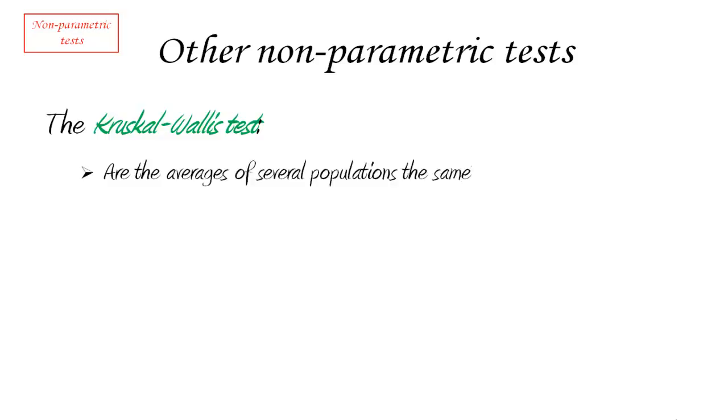Another test which is very common and with a strange name is the Kruskal-Wallis test. What does this do? It asks, are the averages of several given populations the same? Does that ring a bell? Well, I hope it does, because of course this is the non-parametric alternative to ANOVA. In ANOVA, we're comparing several groups and asking, do they have the same mean? Here, we're also looking at several groups and we're asking, do they have the same average? But we're going to test that without parametric assumptions.